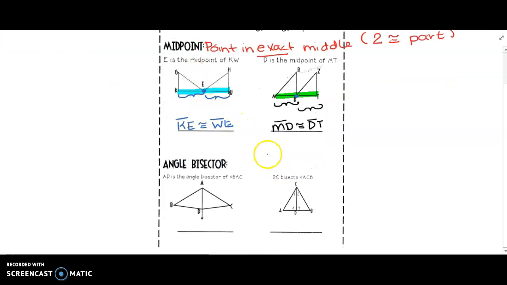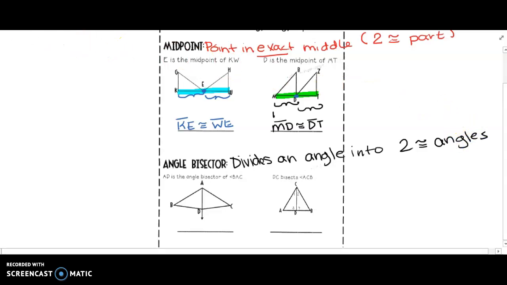All right, last but not least, let's look at angle bisector. An angle bisector bisects an angle, or we can say that it divides an angle into two congruent angles. So it cuts an angle directly in half, making there two congruent angles.